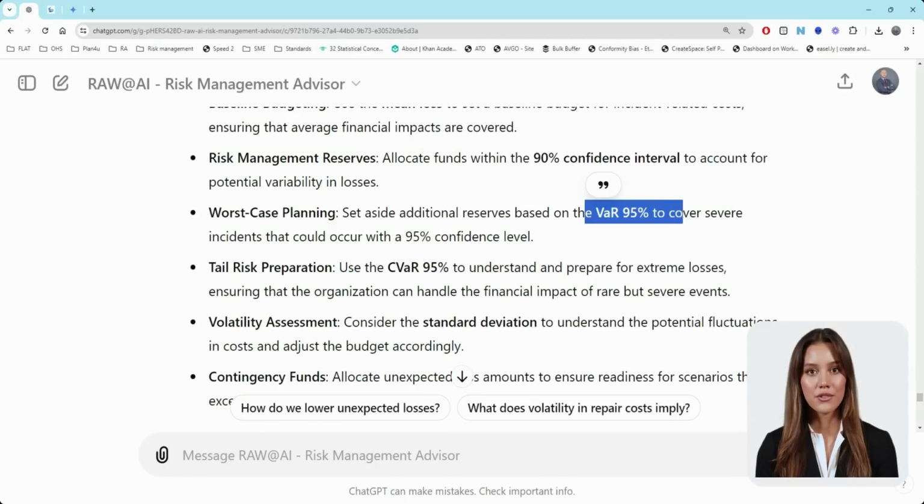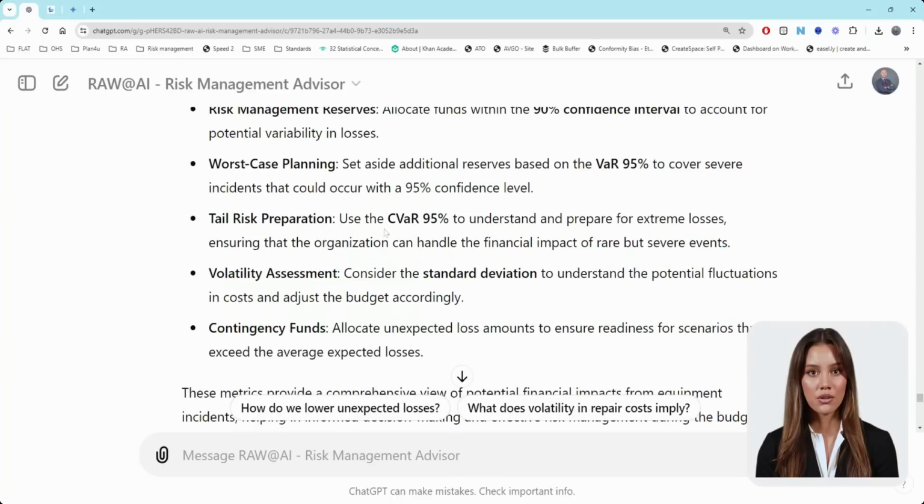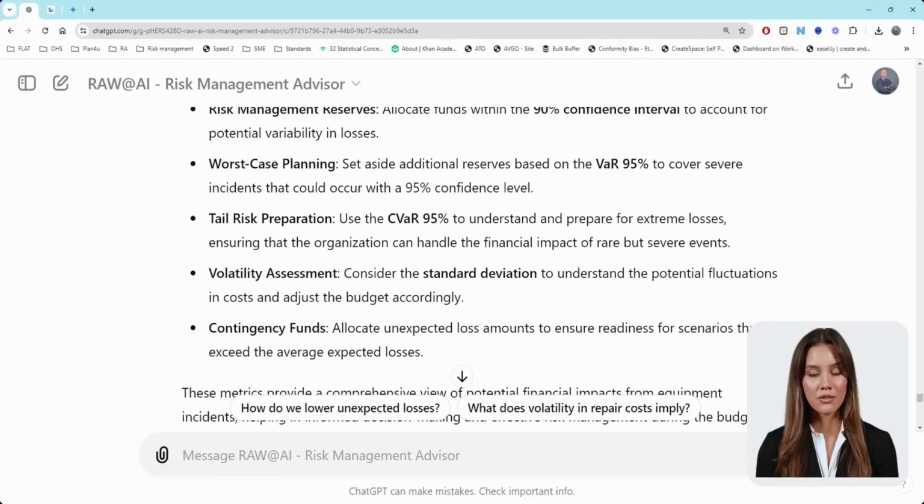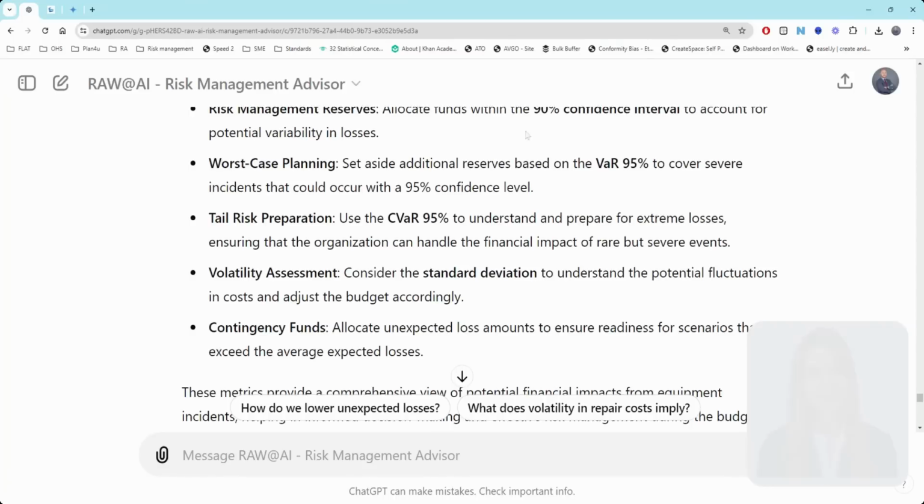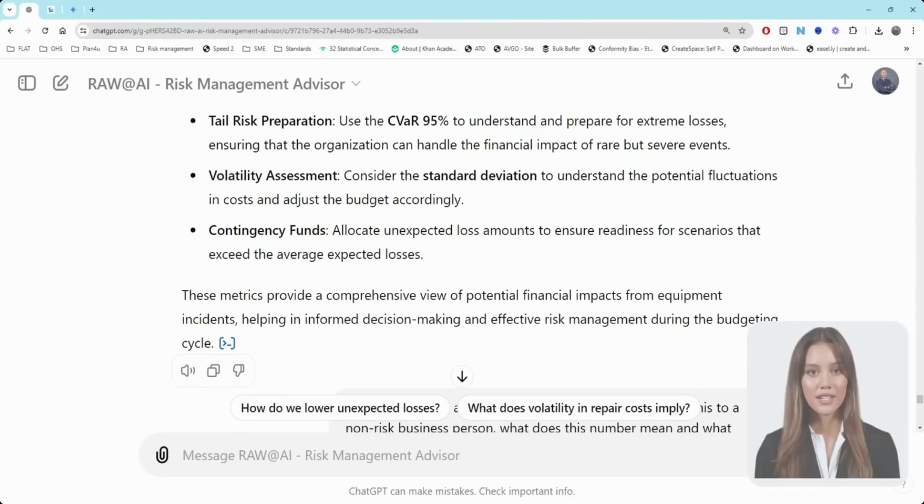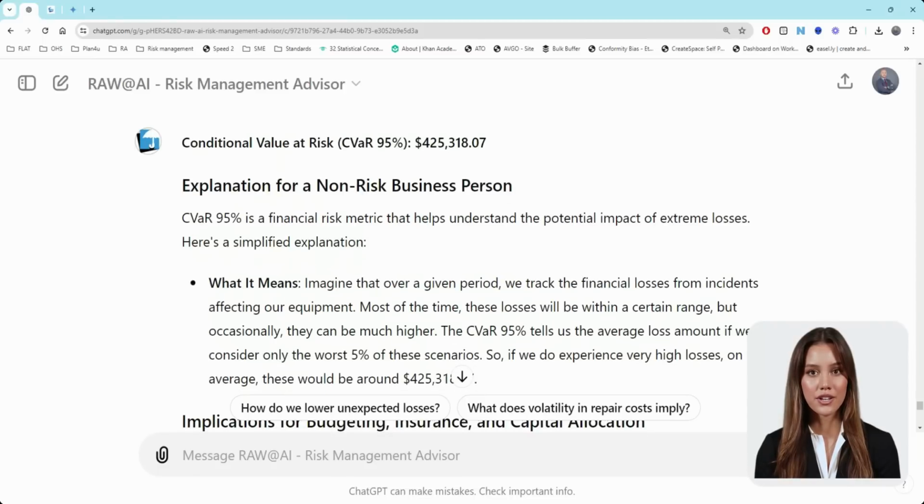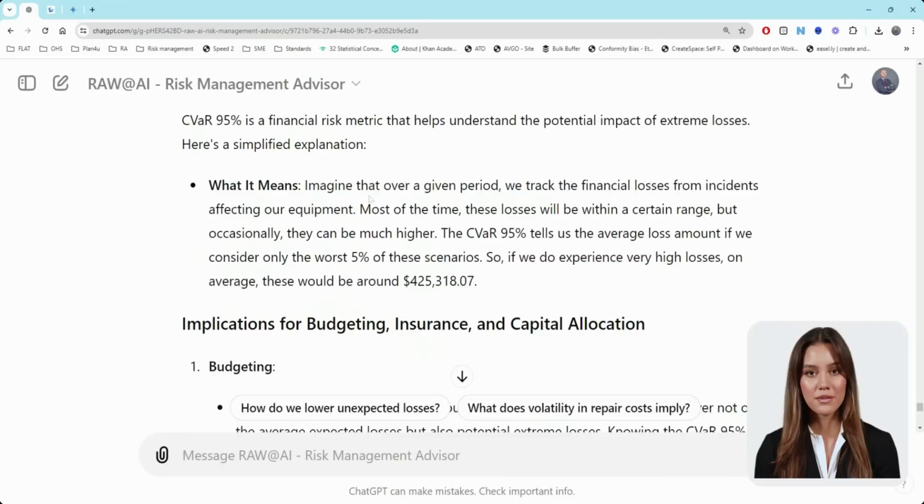We can use the 90% confidence interval or VAR for reserves, rainy day funds, or risk capital calculations. We can use the CVAR to understand how much insurance is needed for this equipment, but often it's better to just insure the full value of the equipment. It opens up different applications for you, and you can continue investigating each one. Now let's look at what it said about CVAR.